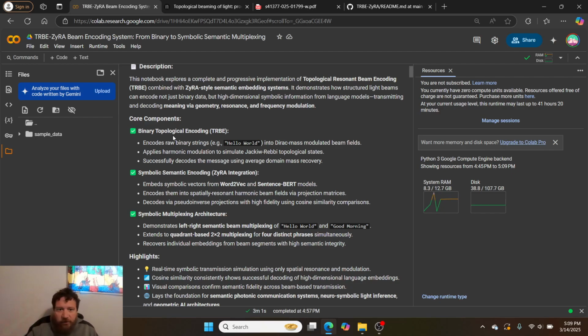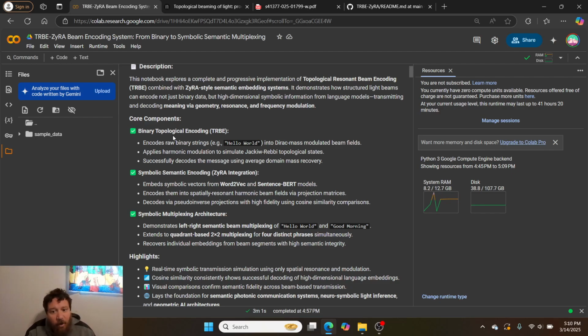We're starting off basing it on research, and again, just pay attention to advancements in quantum mechanics and you'll see this is all grounded in research. So, core components: the binary topological encoding mechanism, or the TRBE, encodes raw binary strings.